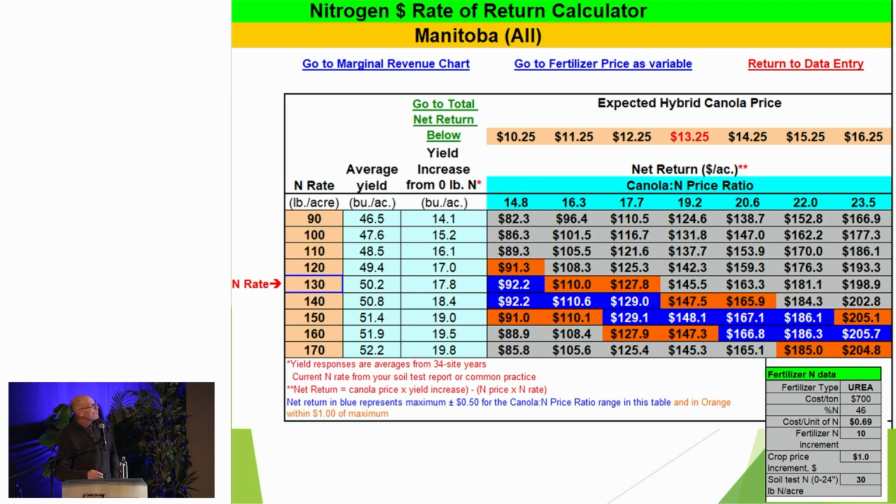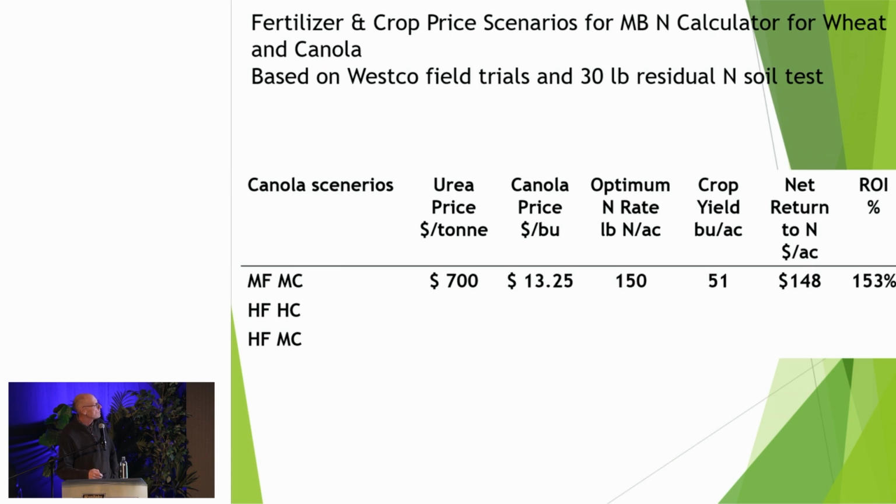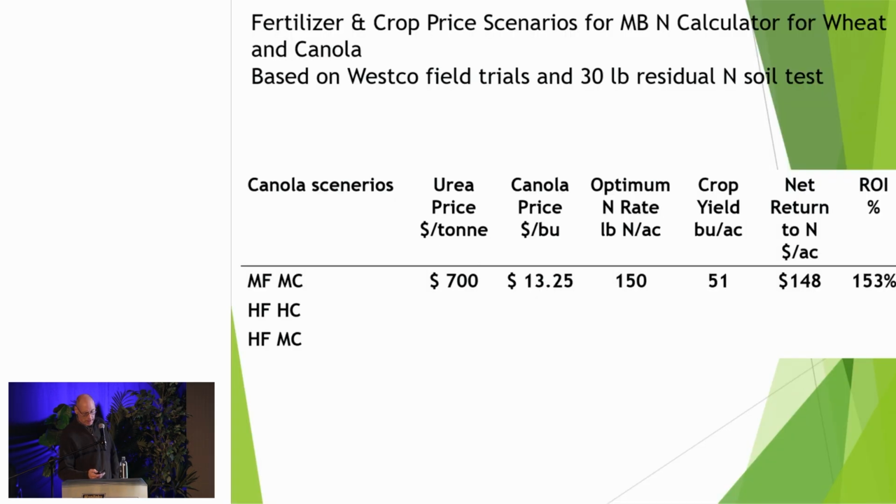But at 13.25, the computer says, well, based on the 34 studies, we're an average yield about 51 bushel per acre with that nitrogen rate. And if you look, so it's modest fertilizer and modest crop prices, my returns would be $148. We just work through the same scenario.